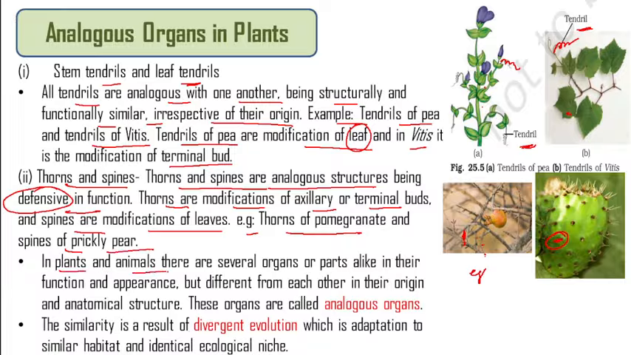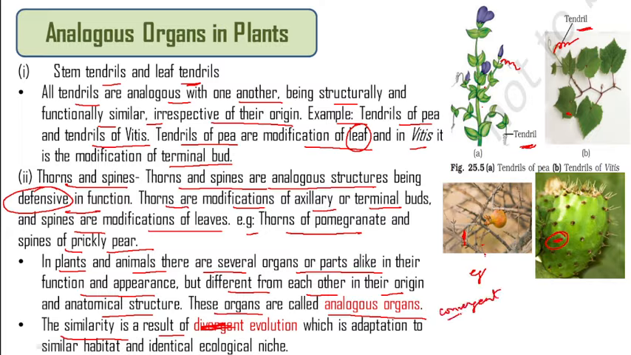In plants and animals, there are several organs or parts alike in their function and appearance, but different from each other in their origin and anatomical structure. These organs are called analogous organs. The similarity is the result of convergent evolution. It is showing convergent evolution.